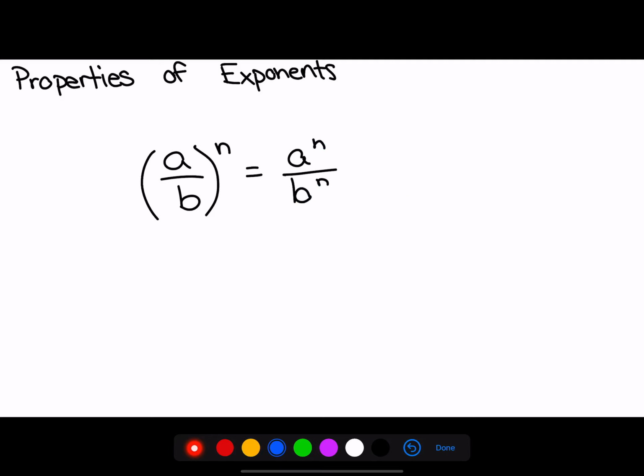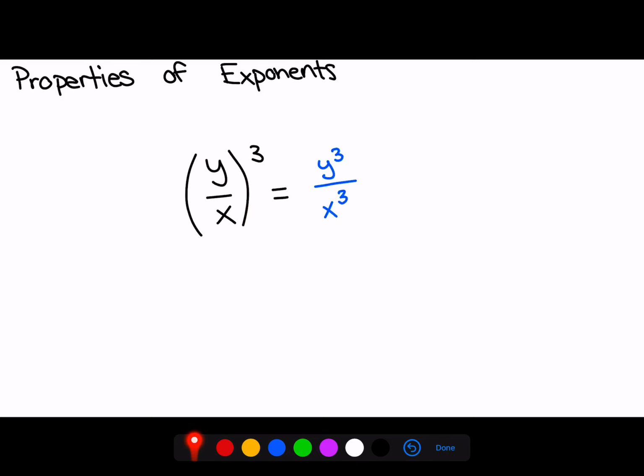Next up. Again, I have this whole chunk, a divided by b, this ratio. And I'm raising that whole ratio to the power of n. Well, what that means is that n can go to both of these once again. So this is the same as a to the n power divided by b to the n power. So therefore, again, this exponent just goes to both. That's all that's happening. So if I have y over x, that's my ratio, raised to the third power, well, I just give this third power to both of these variables, which leads me to y to the third power over x to the third power. And that's it.